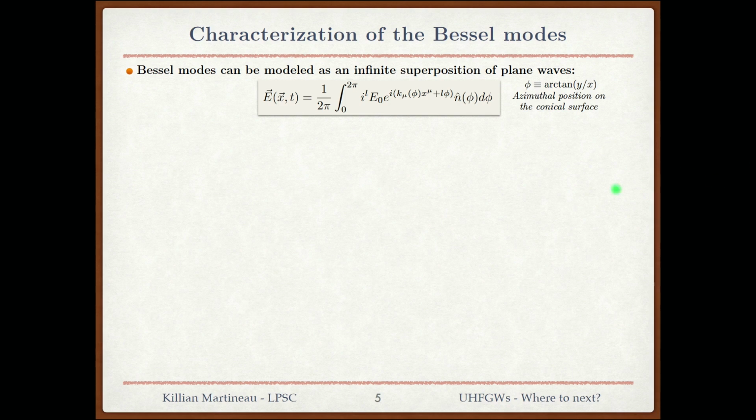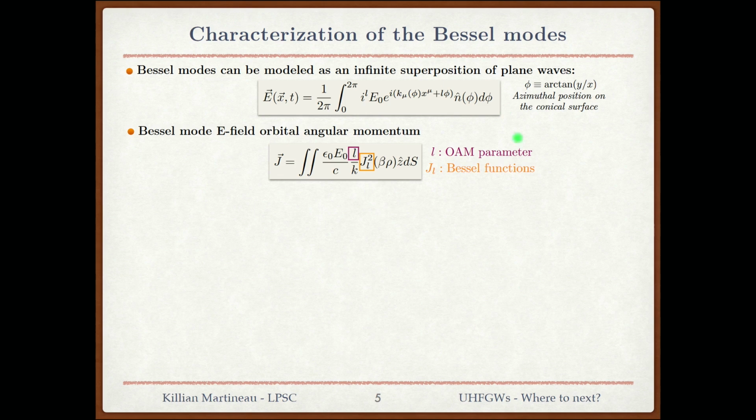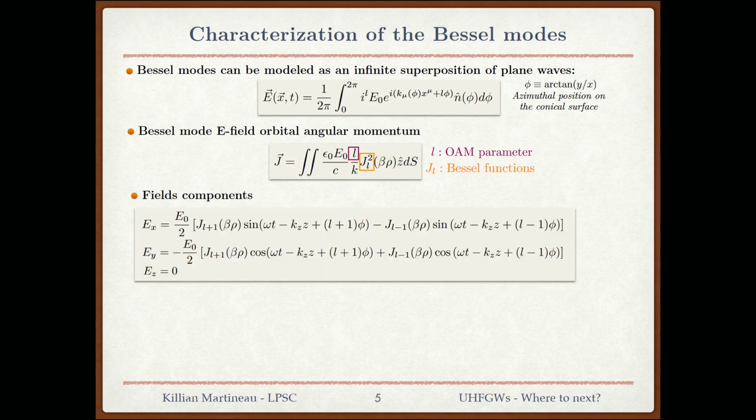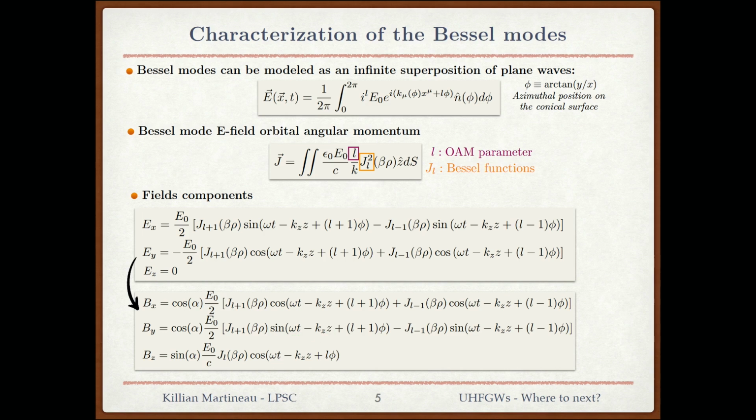Bessel modes can be modeled as an infinite superposition of plane waves, whose wave vectors lie along the previous conical surface. Their orbital angular momentum can take this form, so it depends on a certain OAM parameter, as well as some Bessel function, hence the name Bessel mode. From the first expression in here, you can compute the components for the E field, and by use of the Maxwell equations, and mostly the Maxwell-Faraday law, you can compute the components for the B field. As you can see, those expressions are already heavy. But the only thing you have to keep in mind is that those expressions depend on the Bessel functions as well as on the OAM parameter.